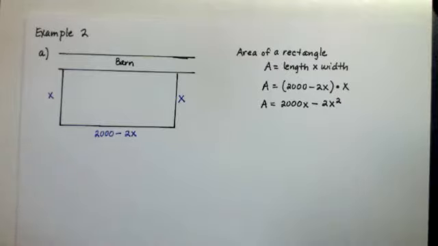Okay. Now in the homework, they're telling you to let A be the area of the rectangular pen and X be the length of the sides perpendicular to the barn. The objective function in a form that does not include the length of the side parallel to the barn is going to be what I just came up with, 2000x minus 2x squared.